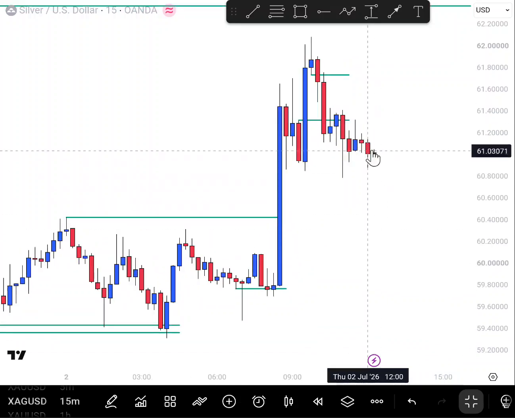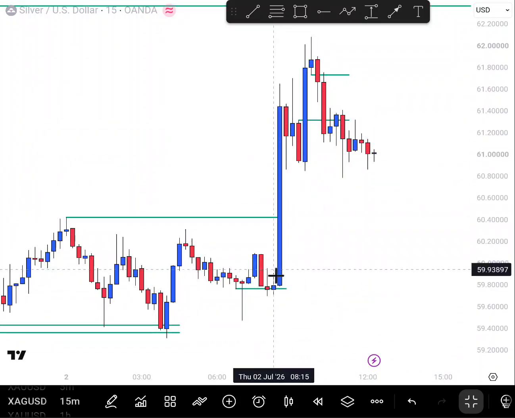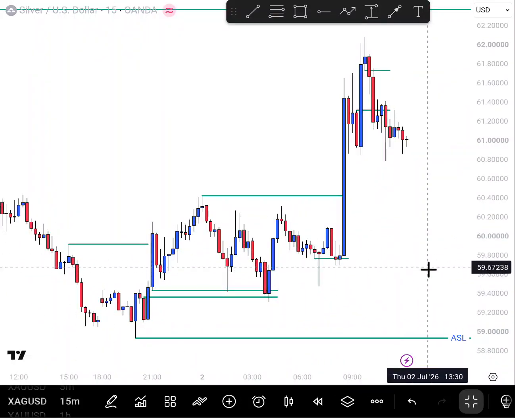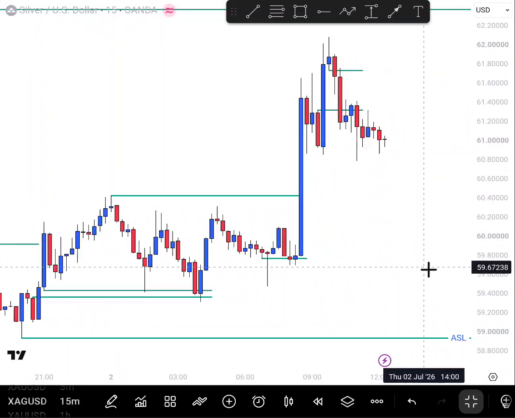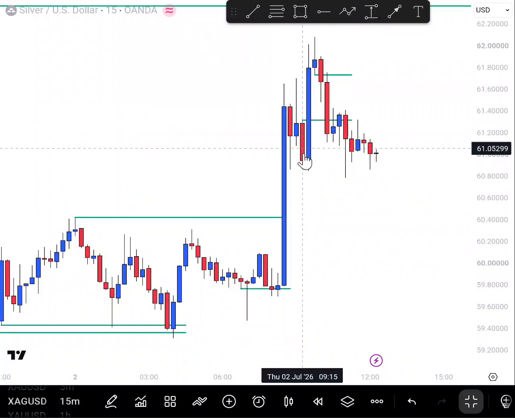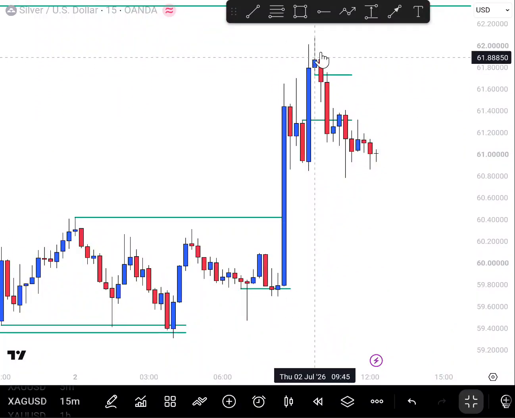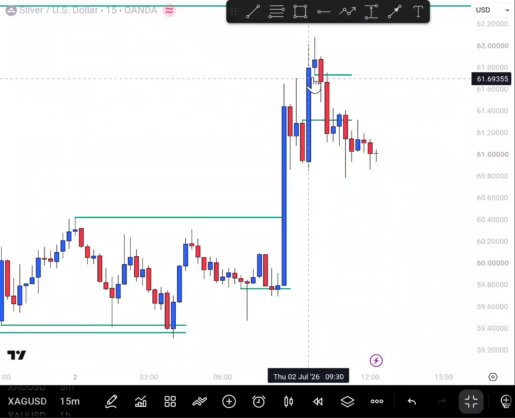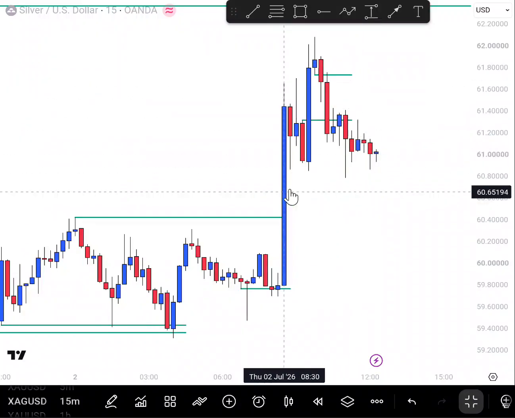Yes, that is what happened. So we had this huge expansion. This was a news acceleration, a continuation of the already identified order flow. We had that huge expansion, then a retracement. Then after that we had this, which is a reversal. So what is this? This is a pullback now.